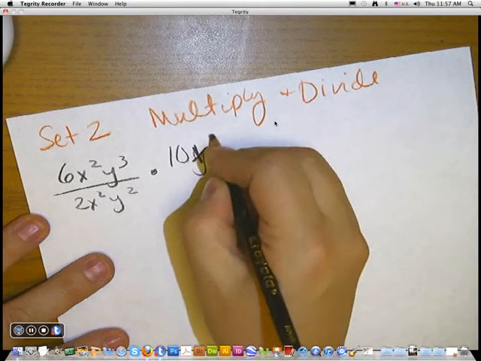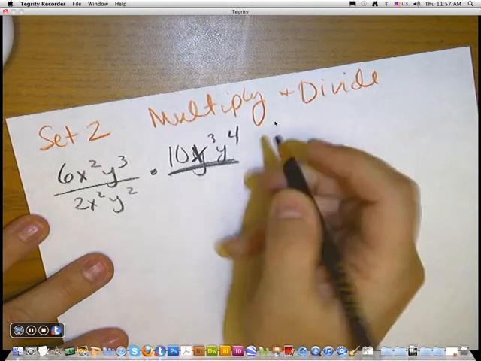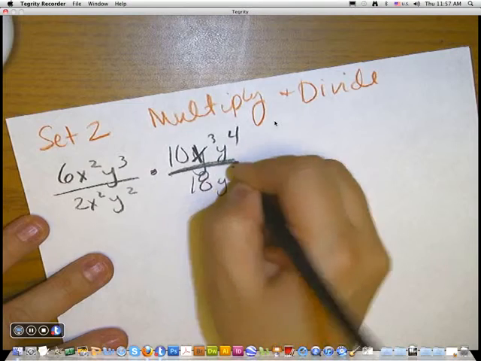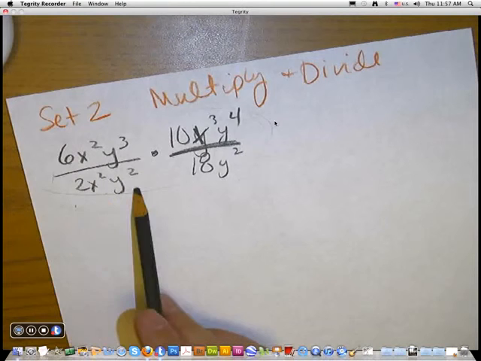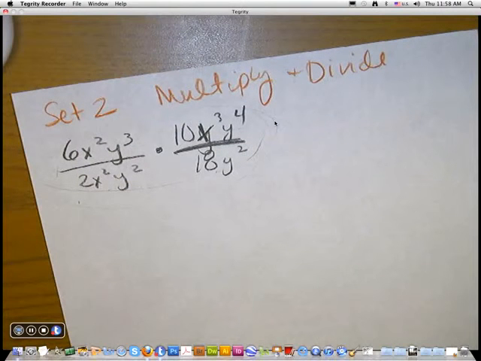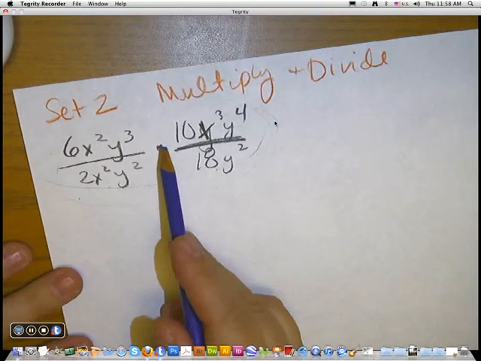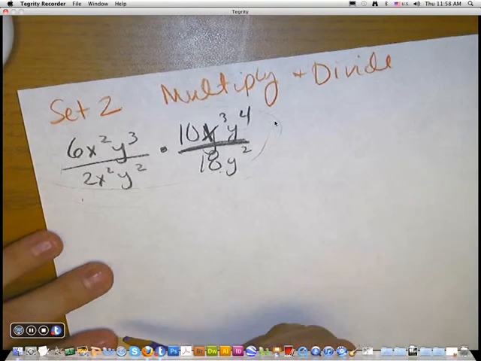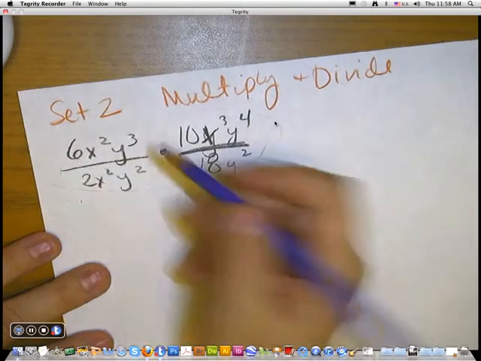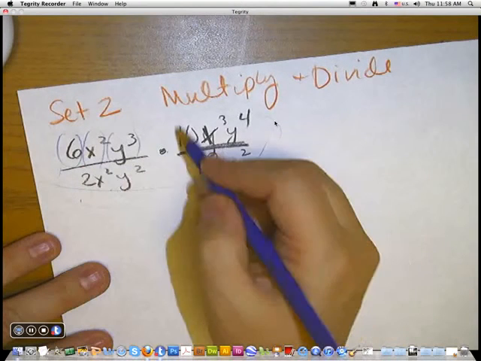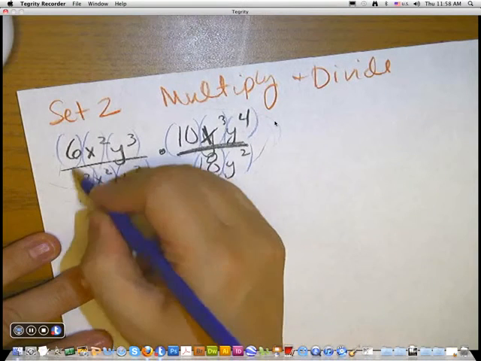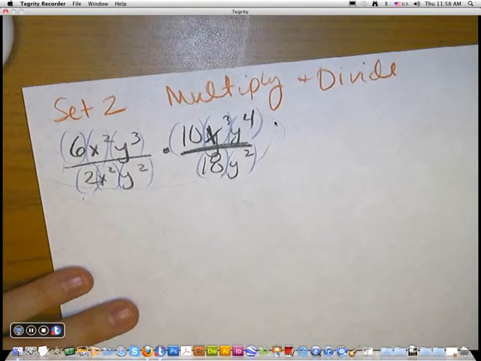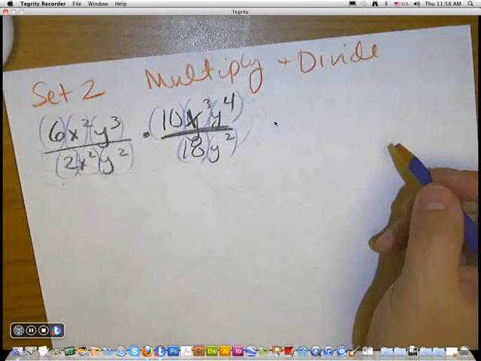Oops, 10, let's go x cubed y4, and then 18y squared. Okay, so when it comes to this multiplying of fractions, everything here is a monomial. Everything is being multiplied. So that multiply sign is really irrelevant. The only thing we care about is top to bottoms. You could put everything in parentheses if that makes you feel better, because everything is being multiplied. So we don't need to worry about any type of factoring. So in this case, just start reducing.